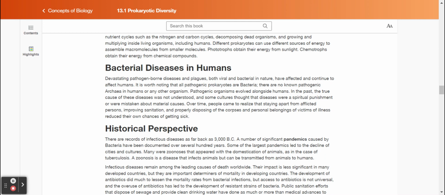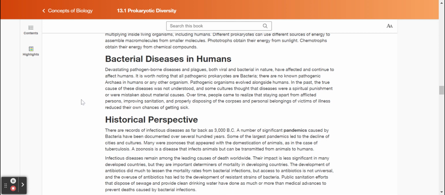Over time, people came to realize that staying apart from afflicted persons, improving sanitation, and properly disposing of the corpses and personal belongings of victims of illness reduced their own chances of getting sick.